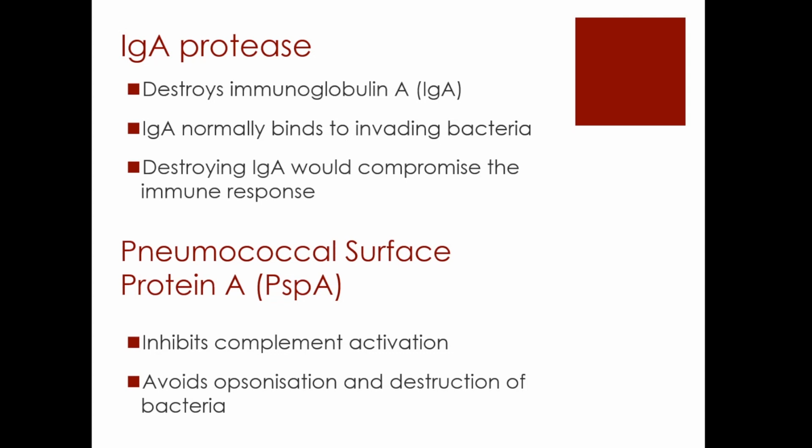They also have this surface protein, pneumococcal surface protein A, PspA. What this does is it inhibits complement activation, this complex immune surveillance system that we have within our bodies. And this essentially avoids opsonization and avoids destruction.